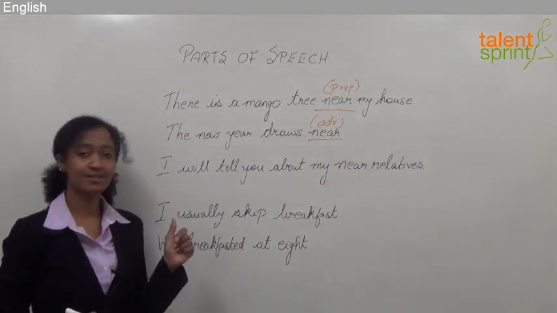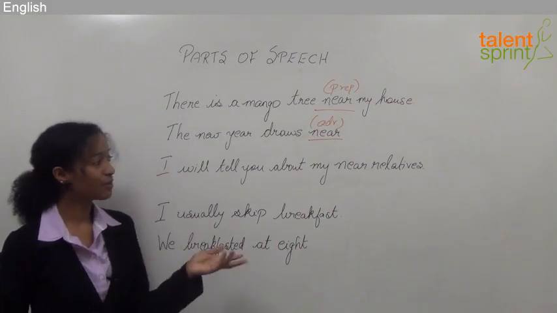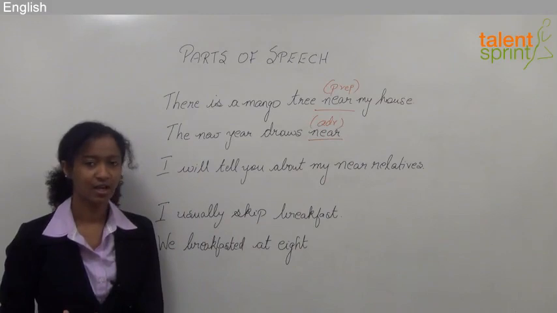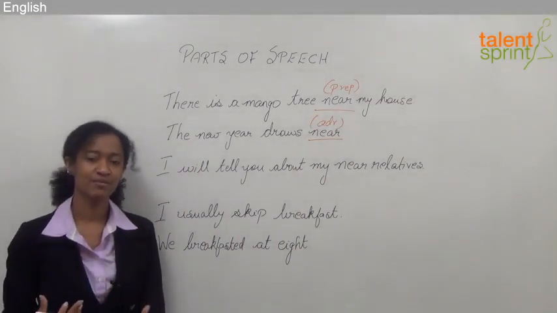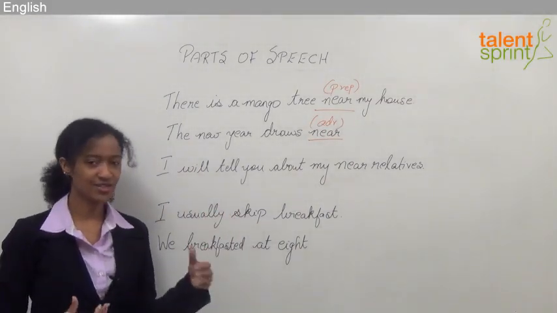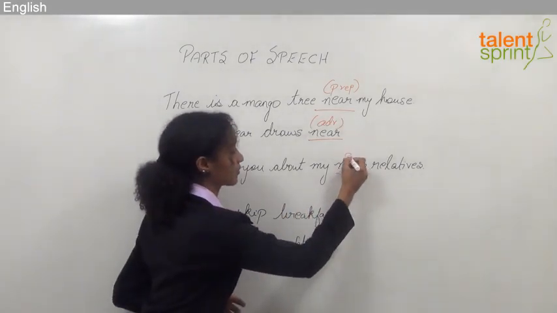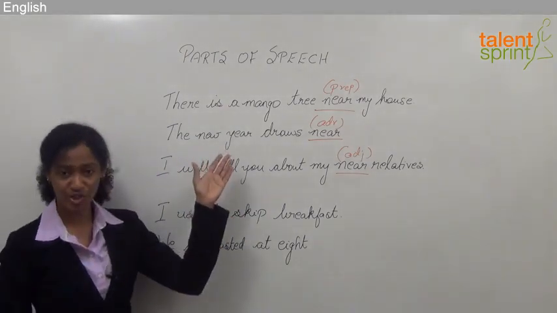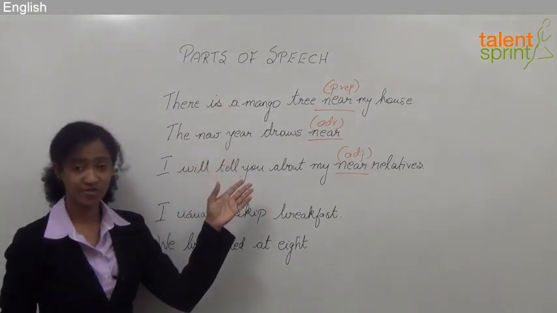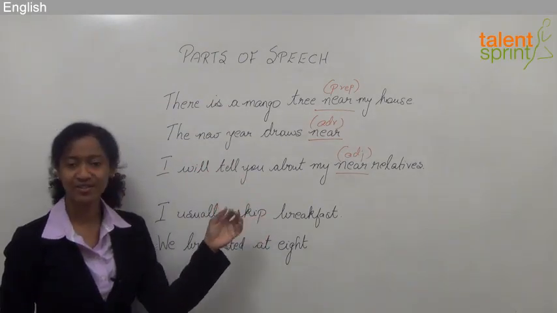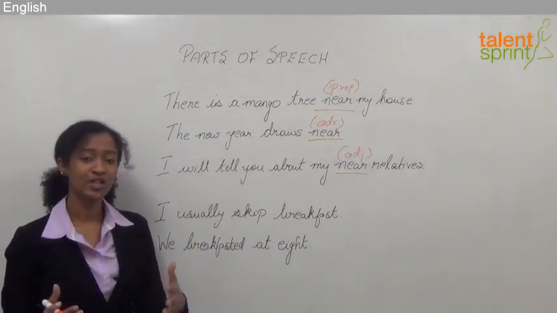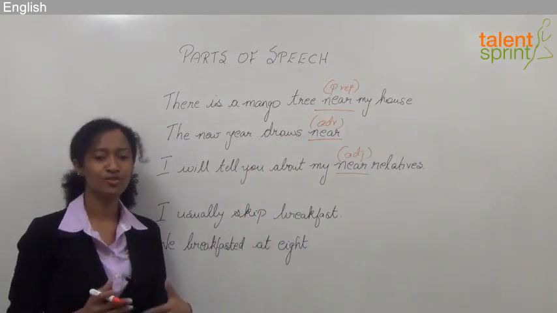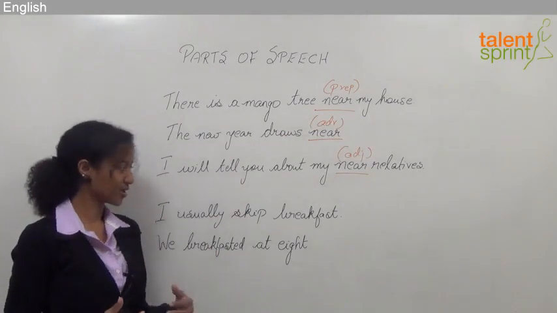And in the third sentence, let me see, you guessed that. I will tell you about my near relatives. So relatives is my noun. So the word that modifies the noun, makes the meaning more definite, is near. So that has to be my adjective. So if you notice, near functions as a preposition in the first sentence, as an adverb in the second sentence, and as an adjective in the third sentence. So we need to bear this in mind, that words can have more than 2 or 3 functions based on the context. Let's look at this.